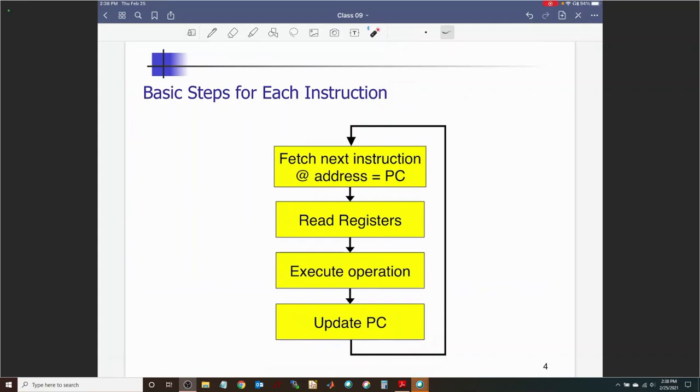Now it's an infinite loop, and you go back to fetching the next instruction, unless our instruction is a jump instruction or a branch on equal instruction. That's when your program counter doesn't go step by step. It can jump around.